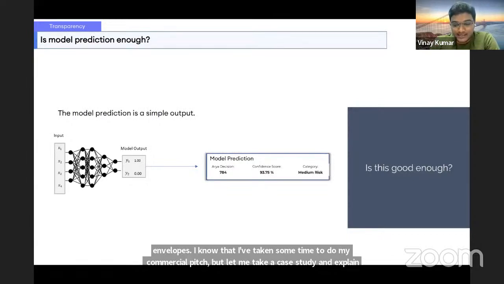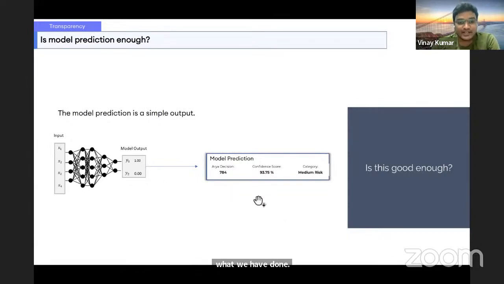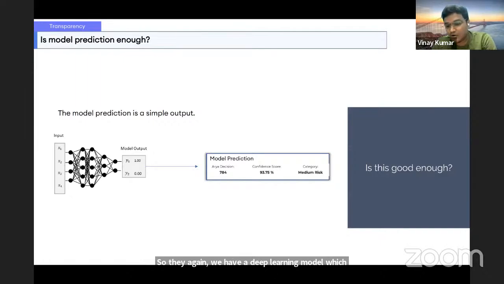So we deployed this in use cases like, for example, classic lending use cases. There, again, we have a deep learning model which classifies whether there is a default probability or no default probability. Based on that, we do credit scoring, right?